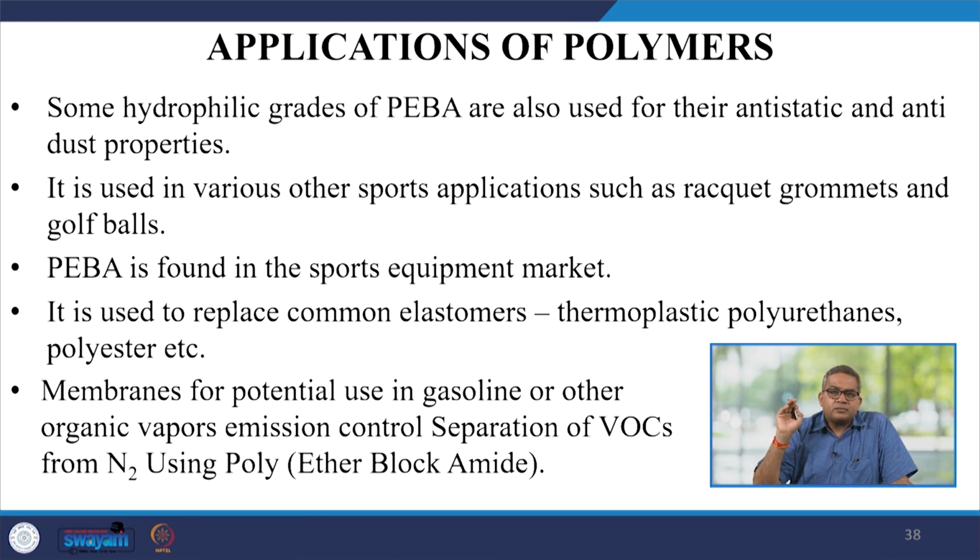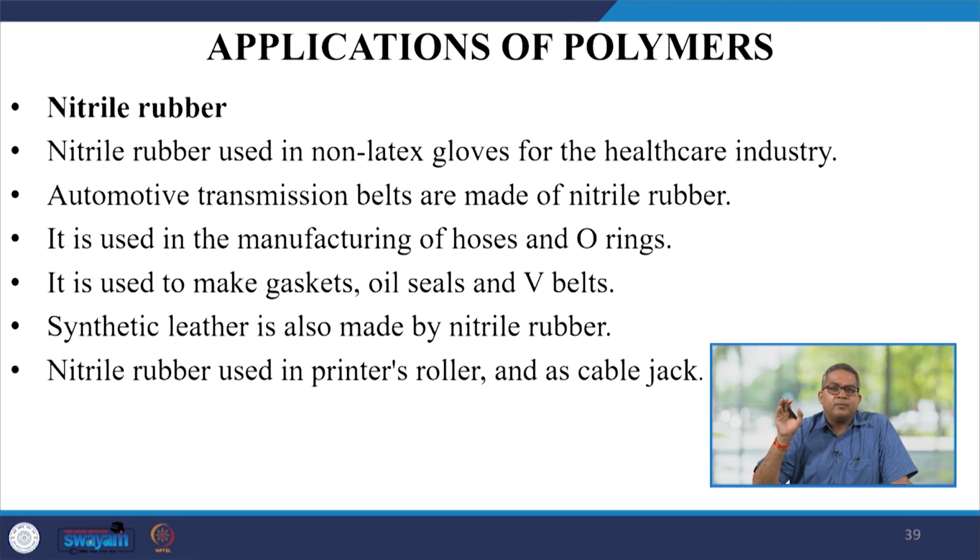Membranes for potential use in gasoline and other organic vapor emission control, separation of VOCs from nitrogen using PEBA. Nitrile rubber. These are used in non-latex gloves for the healthcare industries. Automotive transmission belts are also made of nitrile rubber, also used in the manufacturing of hoses and O-rings, very common things in industrial applications. Also used to make gaskets, oil seals, V-belts, etc.